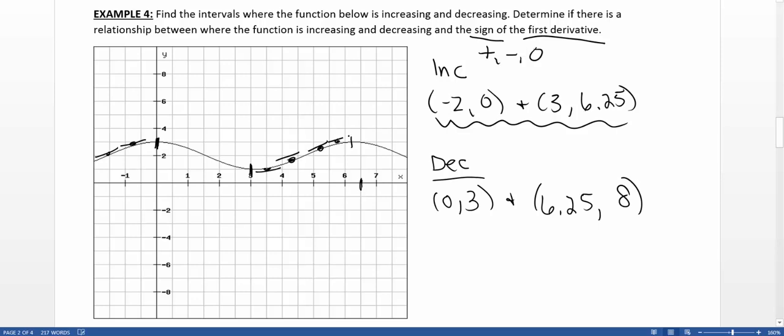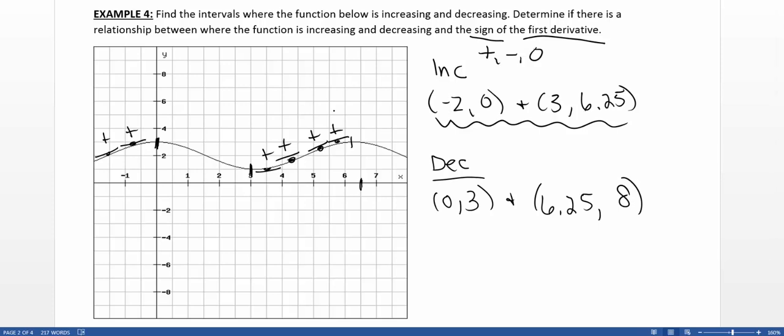So I'm just picking some places and I'm drawing them in. When I look at these tangent lines and I'm trying to determine, do they have a positive slope, a negative slope, or a 0 slope, I start to notice that all of these little tangent lines have a positive slope. And that's not a coincidence. Turns out when your function is increasing, the first derivative is always going to be positive in those places.